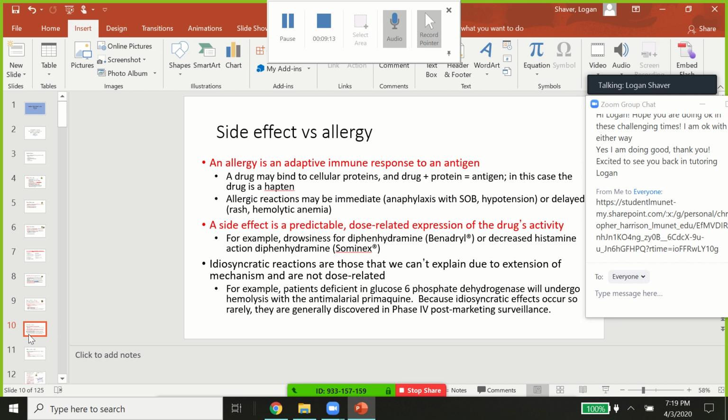That's all an allergy is. Totally makes sense after you guys have had immuno and everything. You kind of covered all that. I'm sure you know it pretty well by now.